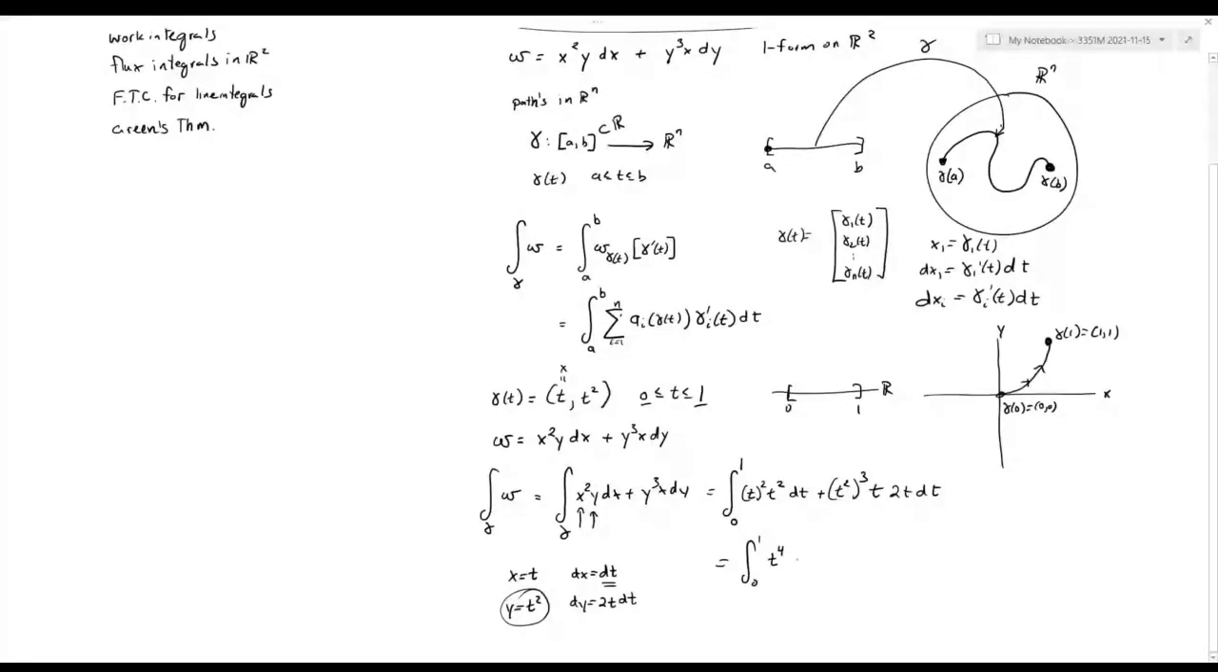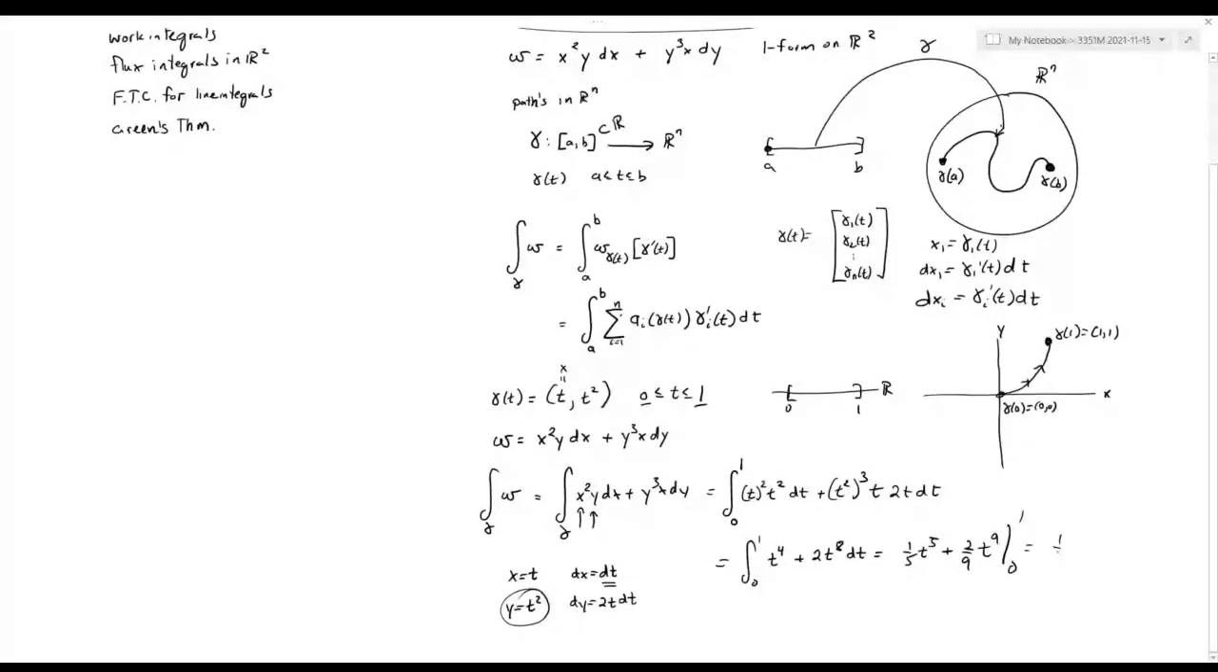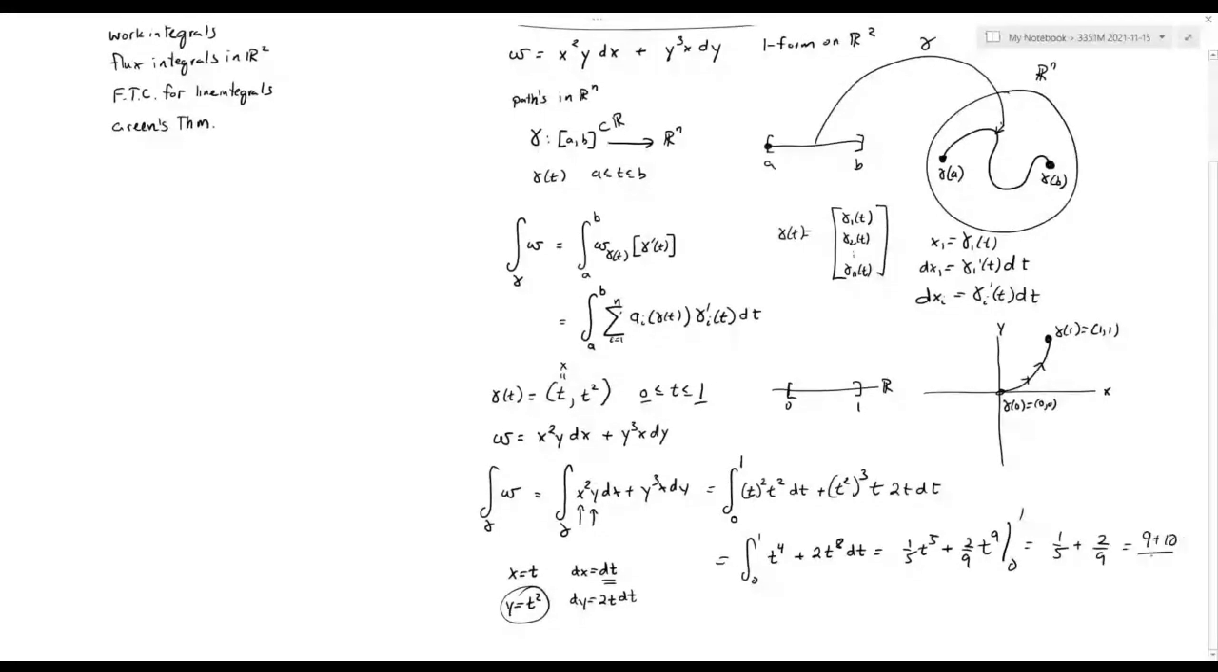And so let's see, t to the 6, t to the 7, t to the 8. Okay, so we get a fifth plus 2 ninths, whatever that is, right? 19 over 45. All right. Now, we also want to look at the special one forms.